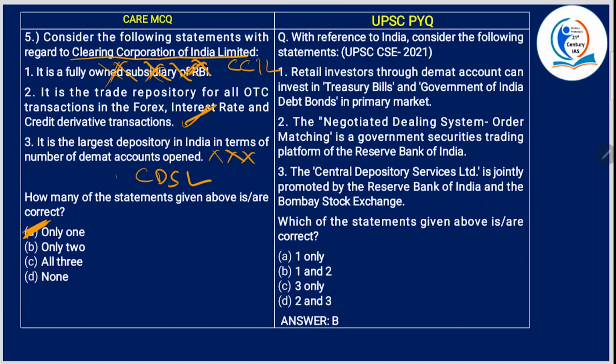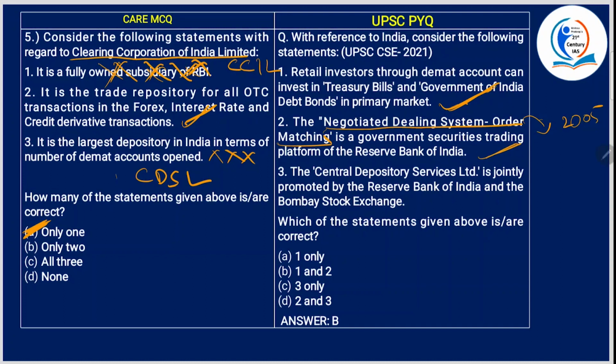Now, with reference to India, consider the following statements. Retail investors through demat account can invest in treasury bills and Government of India debt bonds in the primary market. This is true. Now, the Negotiated Dealing System Order Matching is a government securities trading platform of the Reserve Bank of India. This was actually introduced by RBI in the year 2005. It is an electronic screen-based anonymous order-driven trading system for dealing in government securities. So this is also correct.